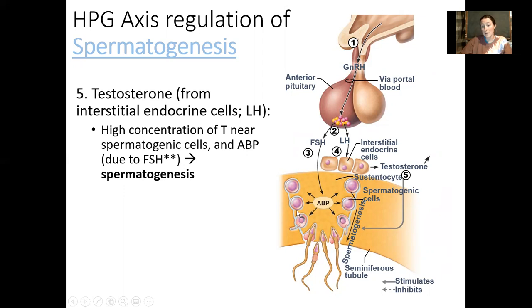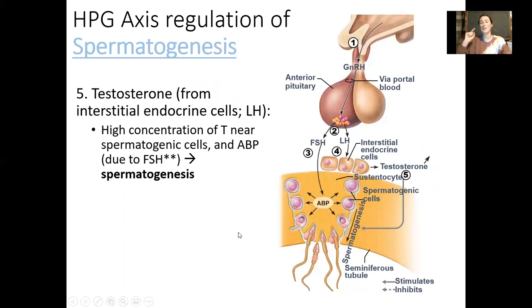So specifically, when ABP binds to the testosterone, right? Essentially the sustentacular cells are working together with the interstitial endocrine cells. When ABP binds to testosterone, it keeps more of that hormone located within the testis. And the very high concentration of testosterone in the testis is going to stimulate more spermatogenesis. So it's going to ramp up the process and accelerate it a bit.